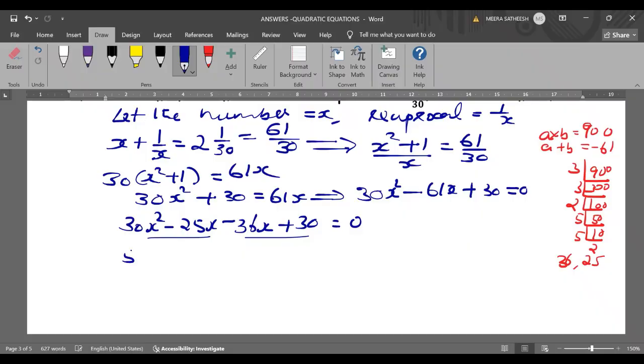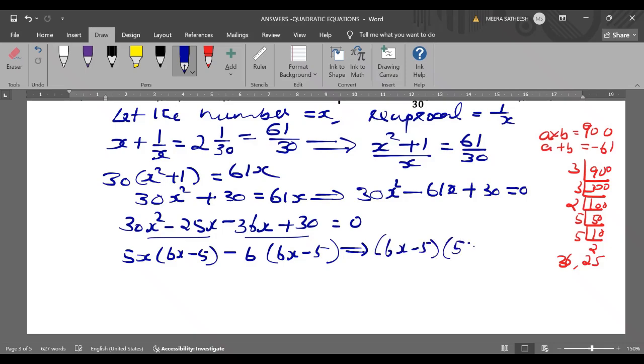So 5x into 6x minus 5, minus, here what we can take is 6 now. 6 into 6x minus 5. So 6x minus 5 into 5x minus 6 equal to 0. So 6x minus 5 equals 0.